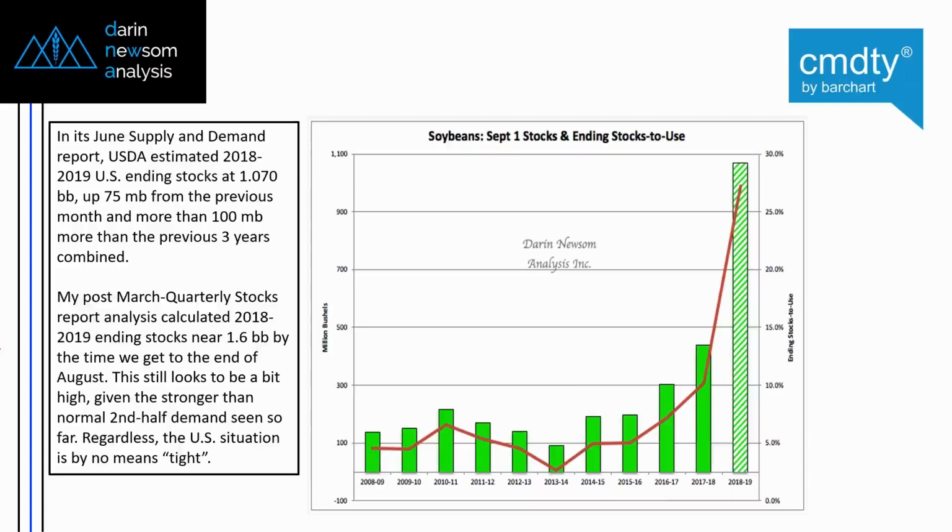USDA went over 1 billion bushels for ending stocks in its June report, 1.07 billion bushels, pulling ending stocks to use up around 27, 28%. I've still got, by my calculations, closer to 1.6. I know I'm way too high. That's probably going to be closer to about 1.1, 1.2 billion bushels when all's said and done.